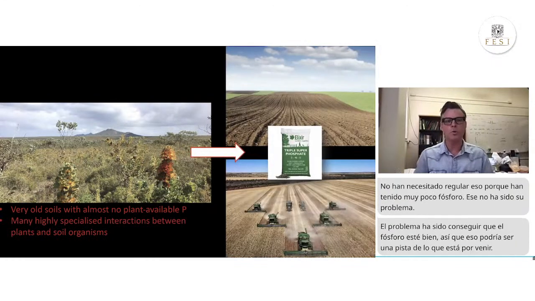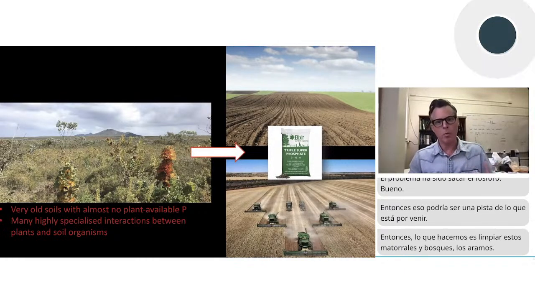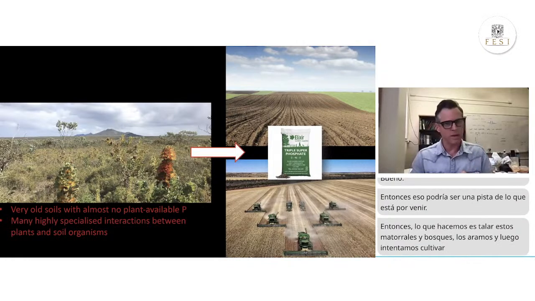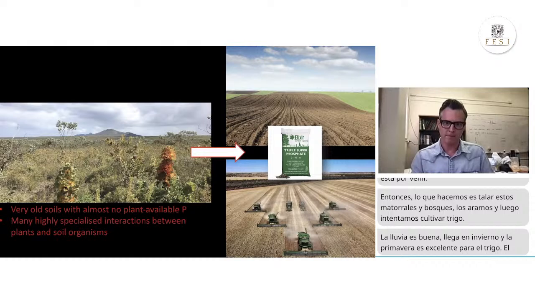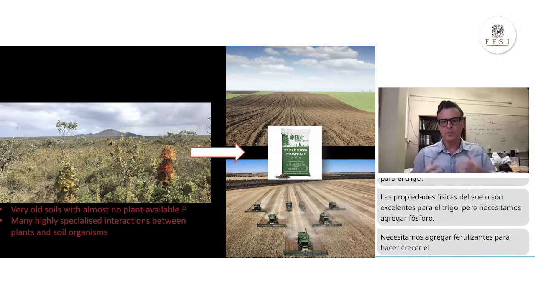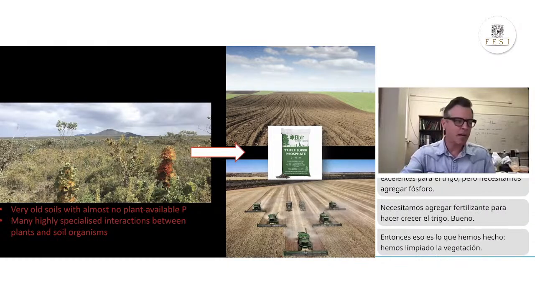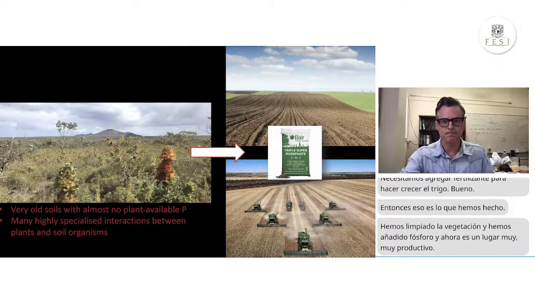So what we do is we clear these shrublands and woodlands, we plough them, and then we try and grow wheat. So the rainfall is good. It comes in winter and spring. It's great for wheat. The physical properties of the soil are great for wheat, but we need to add phosphorus. We need to add fertilizer to grow the wheat. Okay, so that's what we've done. We've cleared the vegetation and we've added the phosphorus. So now it's a very, very productive part of Australia in terms of wheat production.